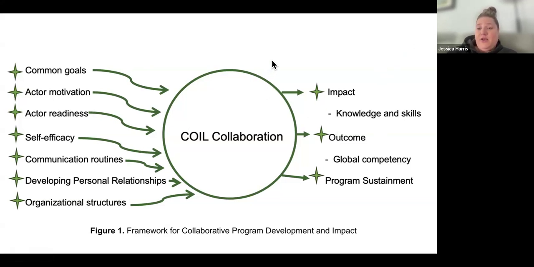All of these things helped in preparation for the COIL collaboration, to then lead to impact, which we found was knowledge and skills, the outcome of overall global competency, and also successful program sustainment, since we've been doing this journey for 6 years now.